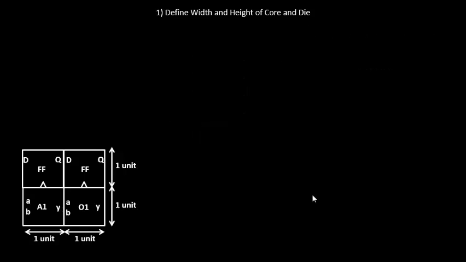So now we have a rough calculation of the area of the netlist. This is the area occupied by the netlist, the minimum area that will be occupied by the netlist wherever it is placed.